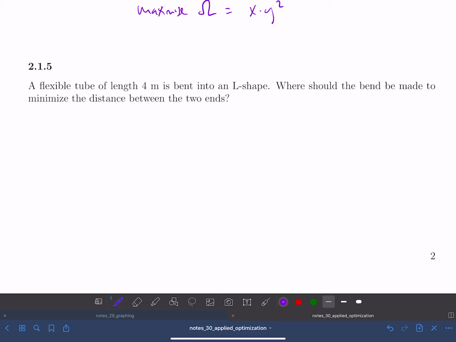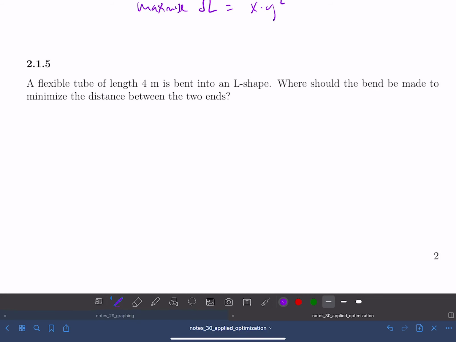A flexible tube of length 4 meters is bent into an L shape. Where should the bend be made to minimize the distance between the two ends? L, ends, distance. All right. Where? Minimize omega equals distance.